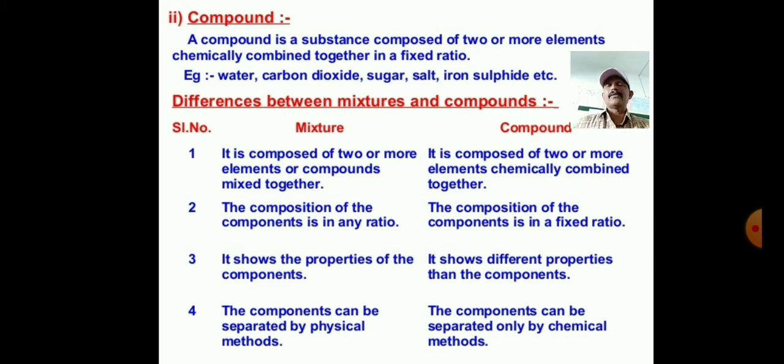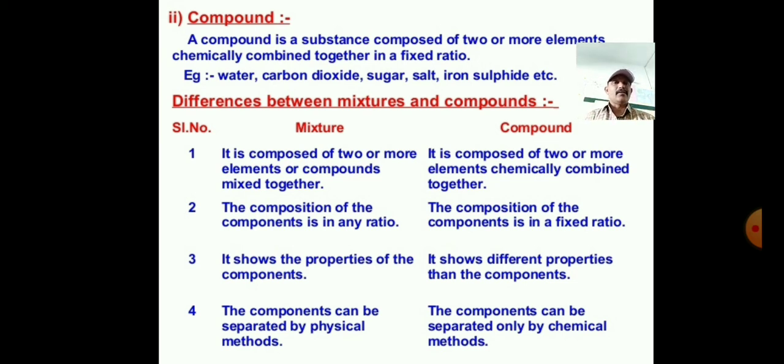So now we will discuss the differences between mixtures and compounds. Here the mixture is given first and later we discuss the compounds one by one. So the first one, mixture: it is composed of two or more elements or compounds mixed together, whereas a compound is composed of two or more elements chemically combined together. So mixtures are combined physically and compounds are combined chemically. So this is the first point.